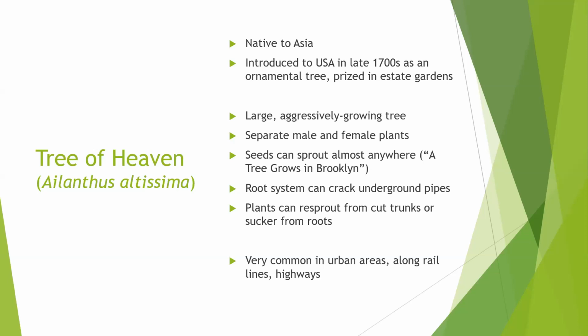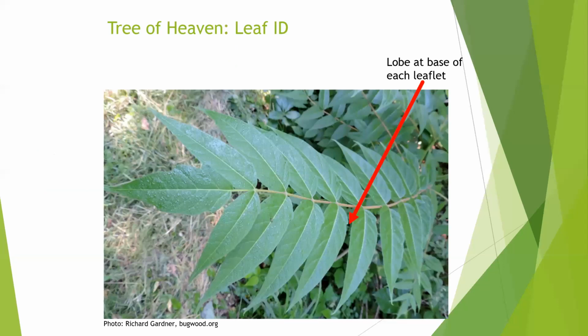And again, this is a tree that is very common in urban areas. It has a definite correlation with rail lines and highways. If any of you ride the commuter rail or get stuck driving into Boston on the Pike or driving around Worcester or Springfield, you will see that these trees line the roads and they line the railways.